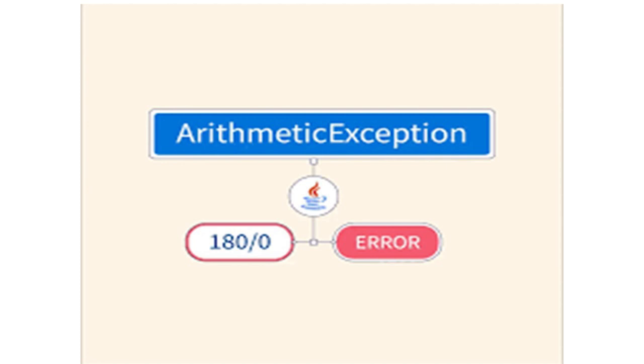This is a diagram where exception handling is explained. Like here, 180 is divided by 0. If we divide any number by 0, an exception is automatically generated, even while the program is correct. x divided by y is correct, but if the value of y is 0, it will generate the exception. So this is a kind of arithmetic exception.